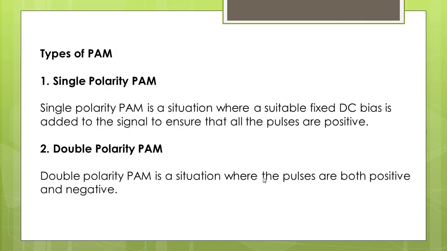We have another classification of pulse amplitude modulation. One is a single polarity pulse amplitude modulation. Second is a double polarity pulse amplitude modulation. In single polarity pulse amplitude modulation, a fixed DC bias is added to the signal to ensure that all pulses are positive. That means the PAM signal is present only on the positive part of the axis.